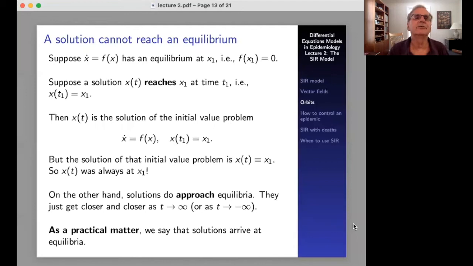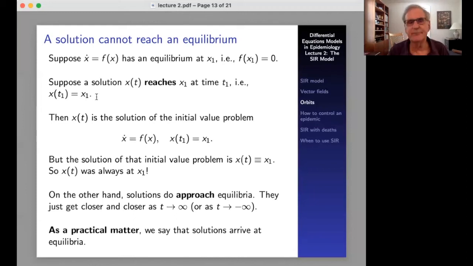Why is it that solutions cannot reach equilibria? Suppose the differential equation x dot equals f of x, in any number of dimensions, has an equilibrium x1. That means that f of x1 is 0. And let's suppose we have a solution x of t that's heading toward an equilibrium and reaches x1 at a time t1, so that x of t1 is that equilibrium x1.